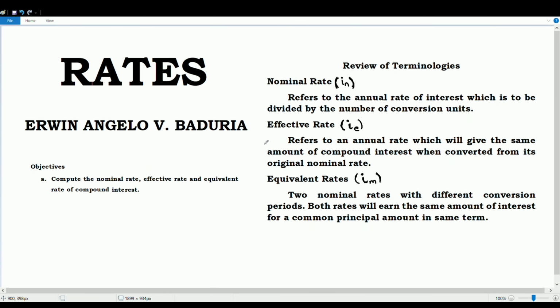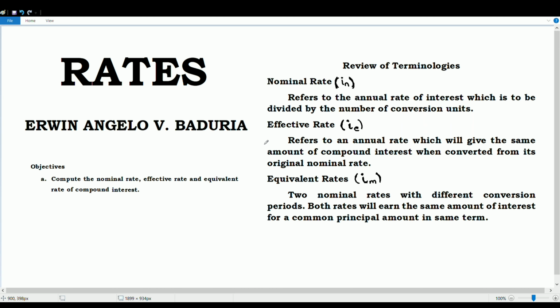Let's review the three different terminologies of this discussion. Number one is the nominal rate, denoted by I subscript n. This is the annual rate of interest, which is to be divided by the number of conversion units. This is how we define I subscript n from our previous discussion.